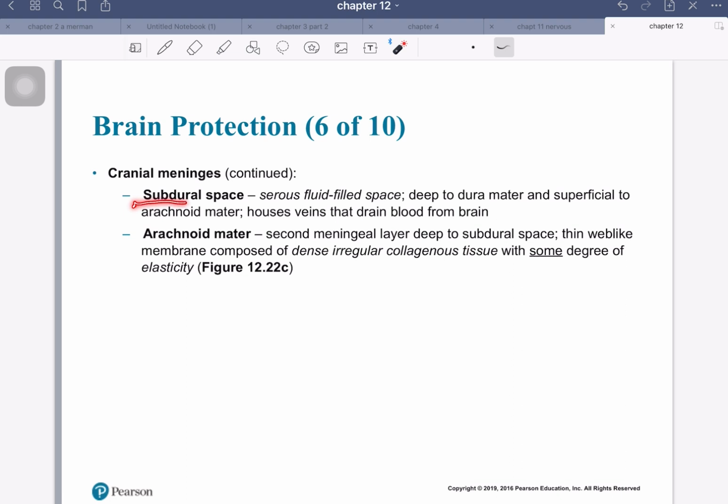So I have a subdural space, and the subdural space is filled with this serous fluid, and it's deep to the dura and superficial to the arachnoid. And we can have some veins running through here that drain blood from the brain. And then below that, I have the arachnoid. And that's the second meningeal layer deep to the subdural space. And it's thin, it's web-like, it's dense, irregular, collagenous tissue with a little bit more elasticity within it.